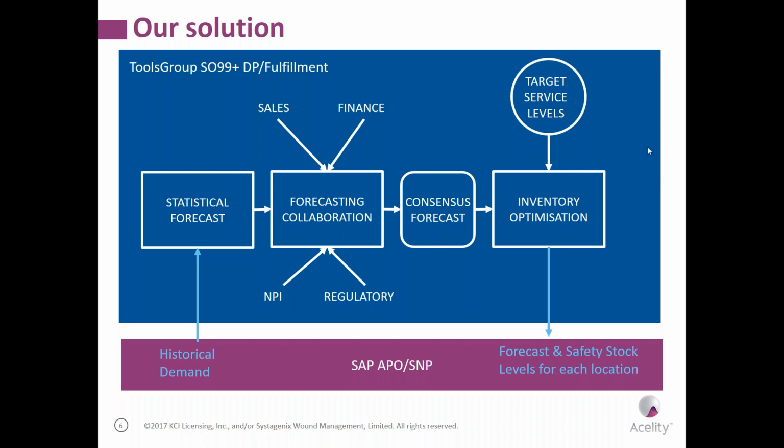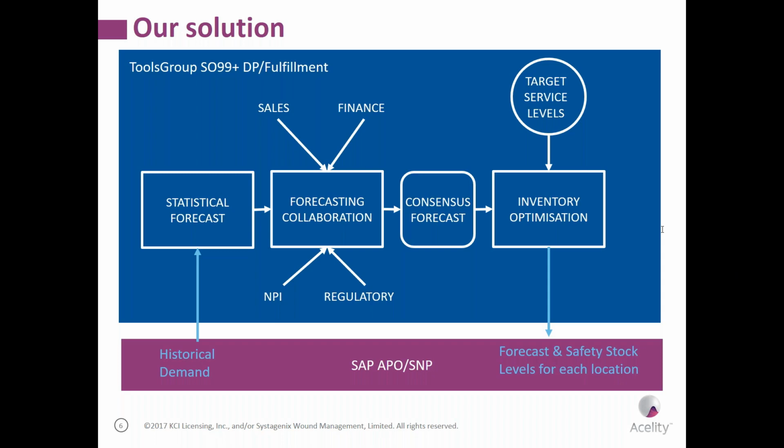And the way the system works is they still use SAP. At the time they used SAP, and it's probably worth saying that when they merged with KCI, they've now actually transitioned completely to an Oracle backbone, but it's effectively exactly the same concept. And the ToolsGroup solution, the demand planning solution, is pretty similar to identical to what it was before.